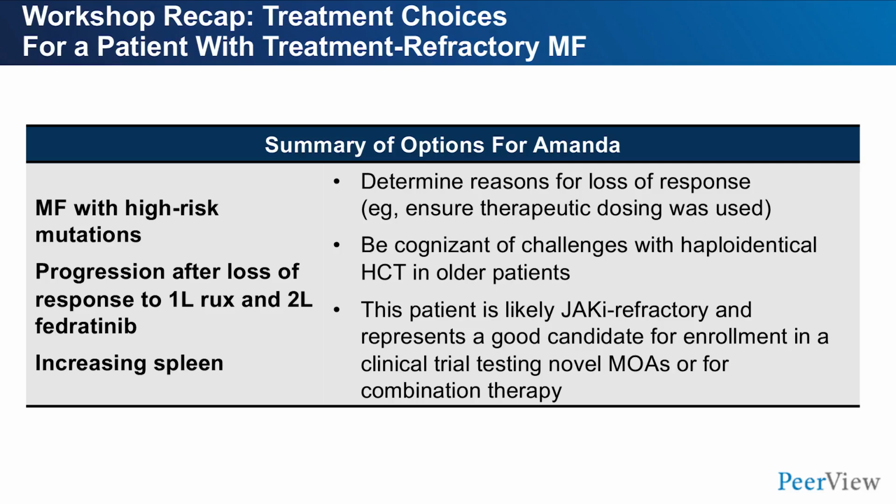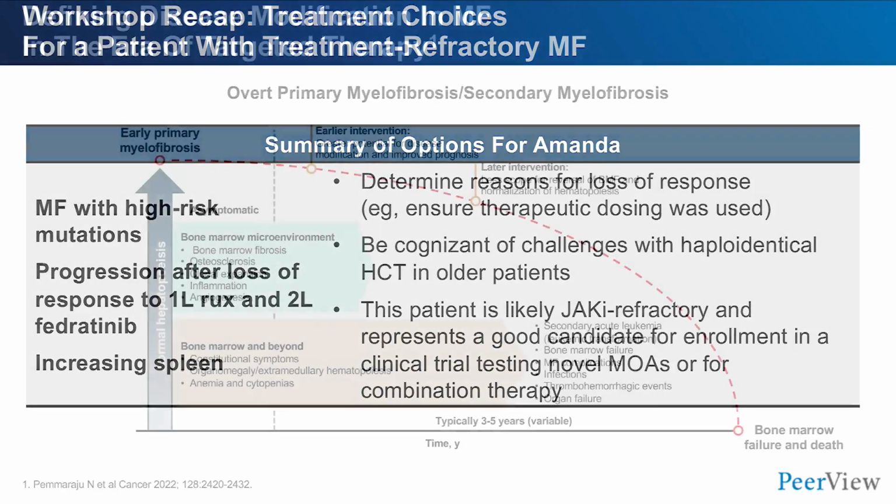This patient is likely JAK inhibitor refractory and represents a good candidate for enrollment in a clinical trial, testing novel mechanisms of action or combination therapy. And again, when you look at age, Amanda's 74 years old. We always want to say, oh, good functional status trumps the immune system. But actually, as we get older, graft versus host disease becomes much more prevalent in the transplant setting. So that's a very big cause of treatment-related mortality.